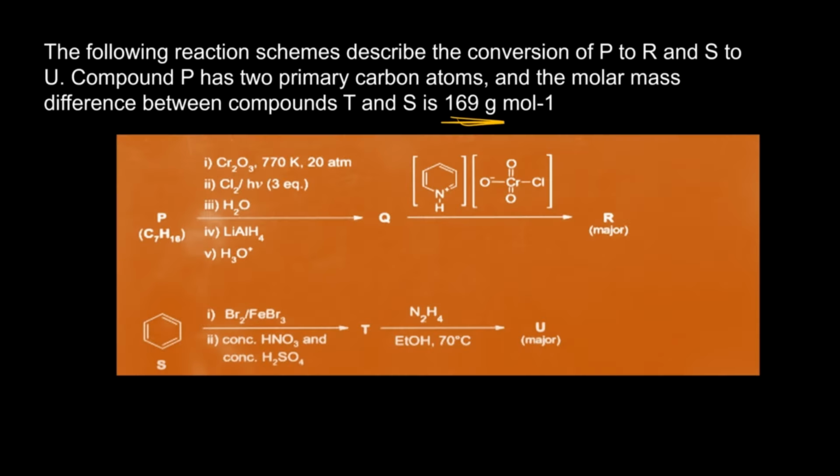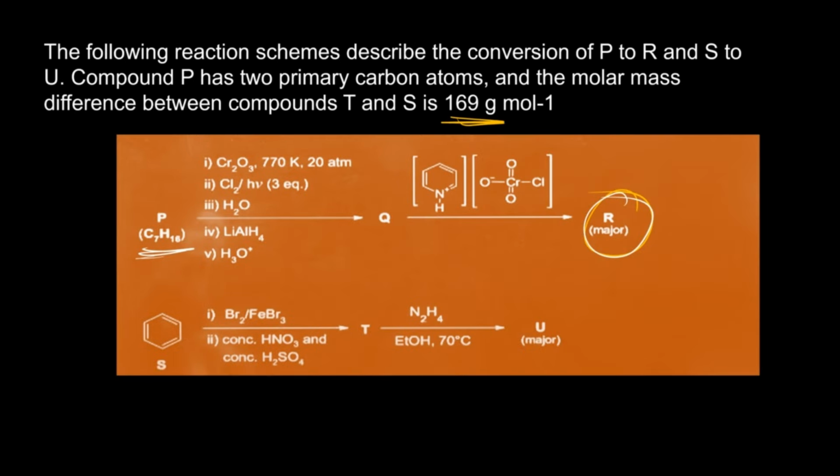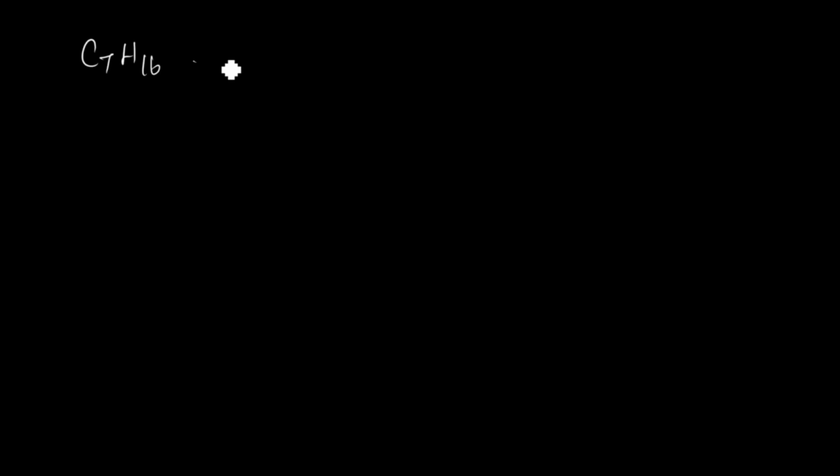So here I want R. First I have to derive R. C7H16 is undergoing Cr2O3. What is this reagent? This reagent is used for aromatization. Here I am having 7 carbons, so it can possibly form toluene. First it will form toluene from the alkane.